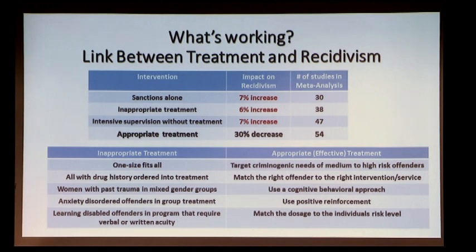Intensive supervision, probation without treatment, we're again increasing the recidivism. But if we get the appropriate treatment, that's where we can see that 30% reduction in recidivism. And it's really identifying what is an appropriate treatment for somebody. We know we want to be targeting those criminogenic needs. We know we want to be focused on the high to medium risk. We want to be matching the right intervention and the right dosage. We want to be using that cognitive behavioral approach. We want to be using positive reinforcements.